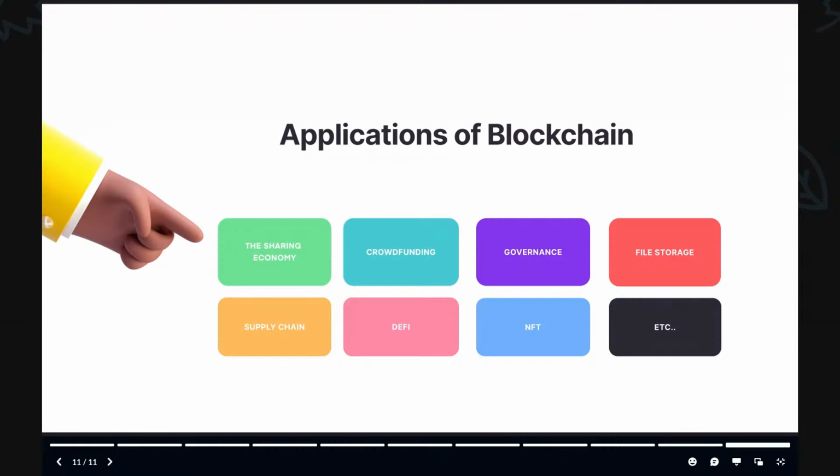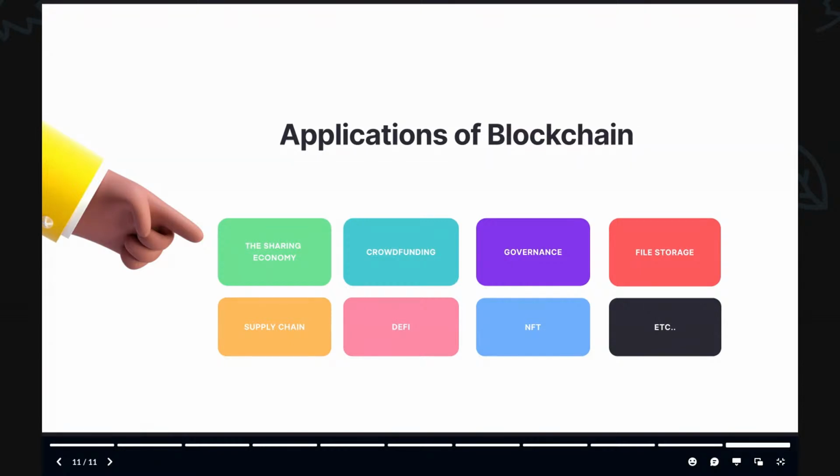Suppose the drivers can make their own decisions, contribute in the decision, rather than a centralized one. So this can be done, right? There is a platform, Steemit, STEEMIT, that is already working on this principle of decentralization, and they are rewarding their users more fairly. So this is the first application of blockchain, sharing economy.